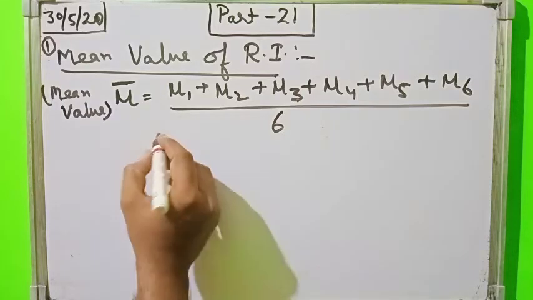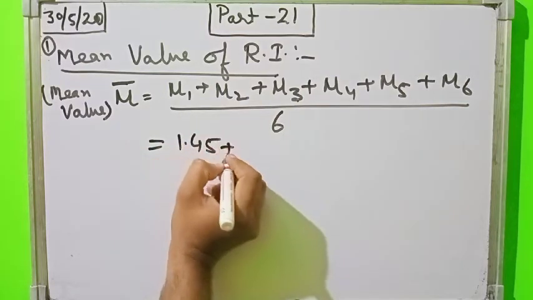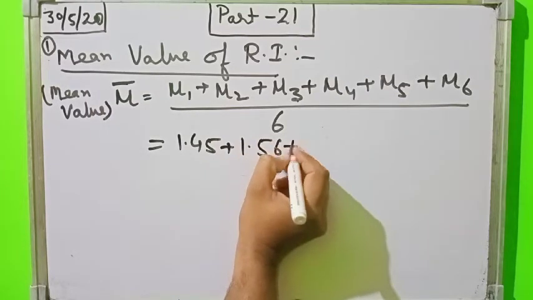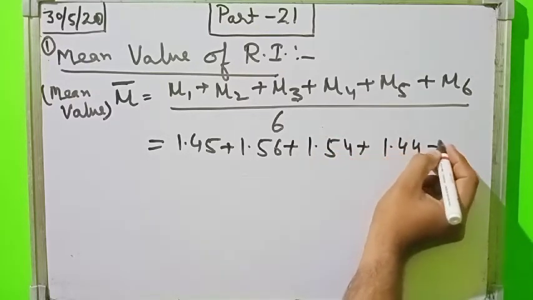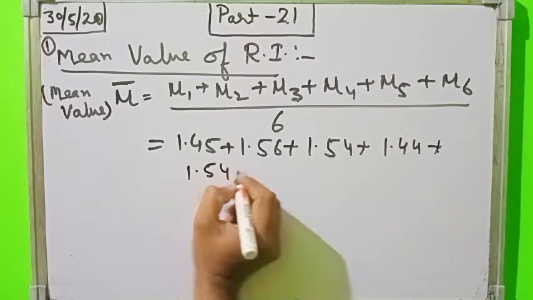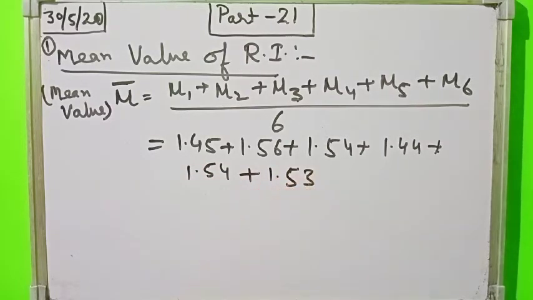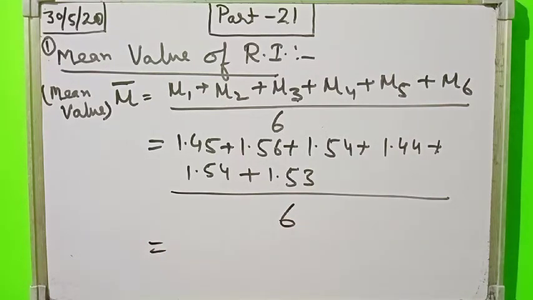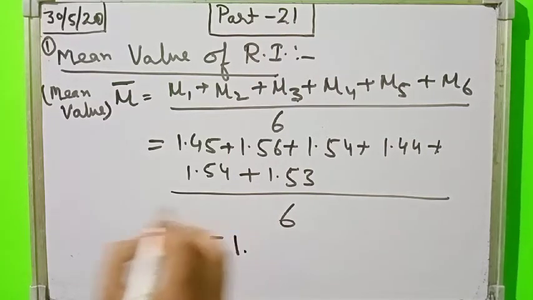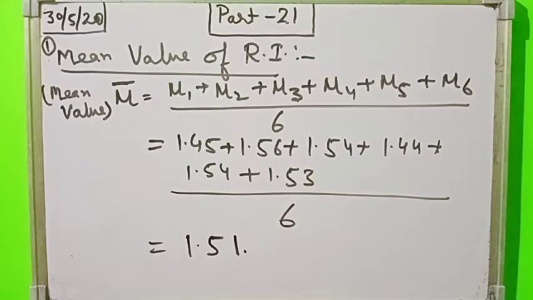Now, 1.45 plus 1.56 plus 1.54 plus 1.44 plus 1.54 plus 1.53. All the values given in the question: 1.45, 1.56, 1.54, 1.44, 1.54, 1.53, and the whole divided by 6. On adding and then dividing by 6, we will get the value 1.51, that is the mean value. So we had obtained the mean value of the refractive index.